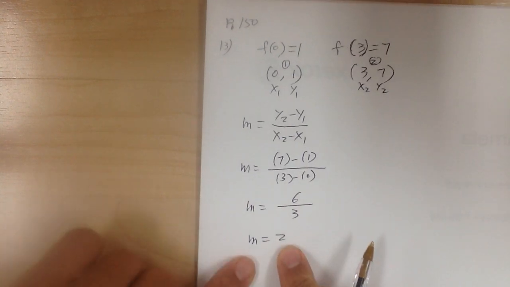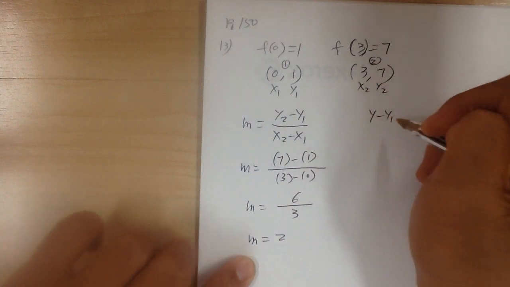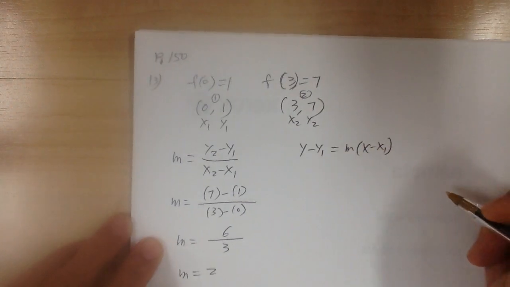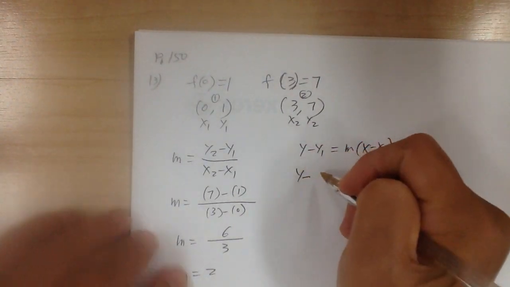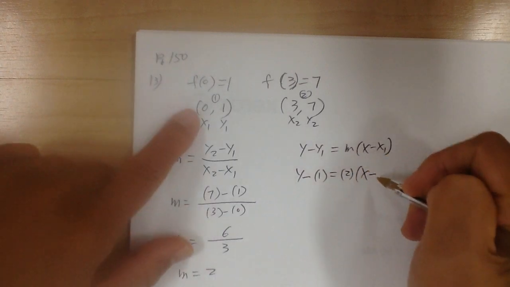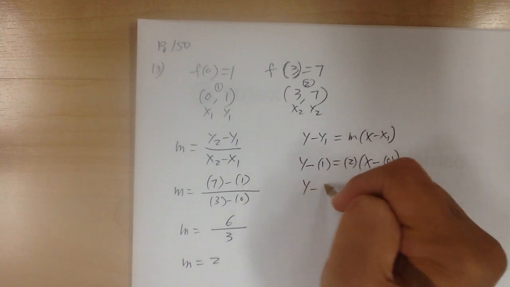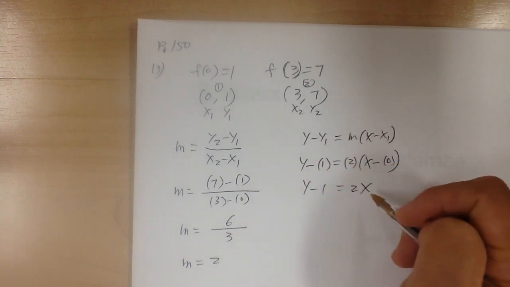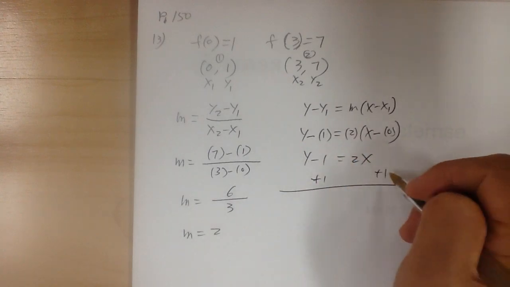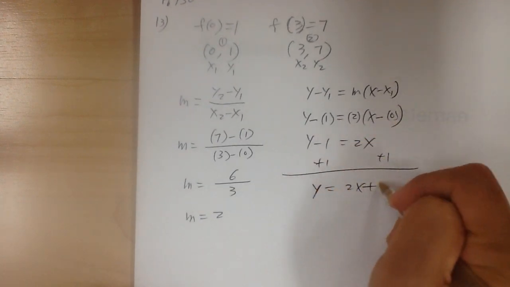So once you found the slope, you can use point slope form. So y minus y1 equal to m times x minus x1. So y minus 1 equal to 2 times x minus x1, which is 0. So work it out. You got y minus 1 equal to 2x. So plus 1 on both sides. So you got y equal to 2x plus 1.